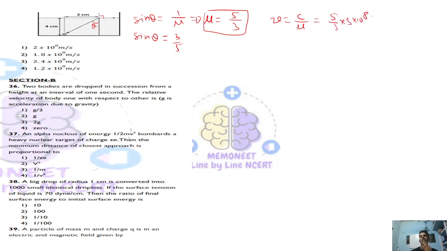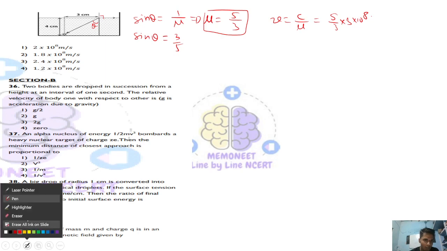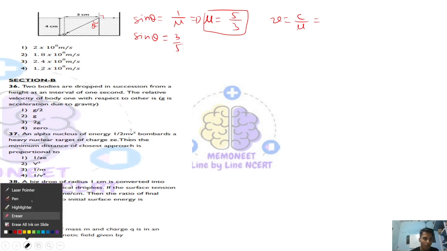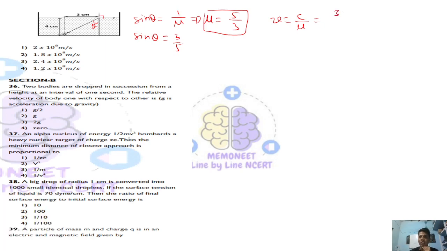Okay, wait. Mu is equal to 5 by 3. v equals c by mu. Sorry, it's 3 by 5 by 3. I was thinking how it is coming out more than the speed of light in vacuum. c is 3 into 10 to the power 8 upon mu, which is 5 by 3. So it's 9 by 5 into 10 to the power 8, which is 1.8 into 10 to the power 8. That becomes option second.